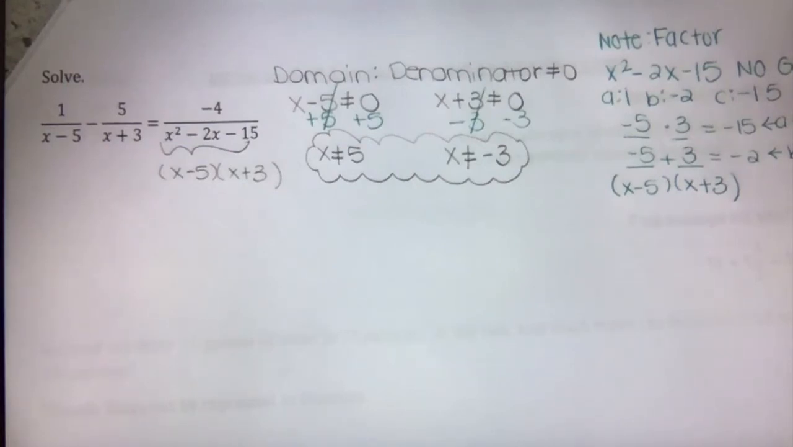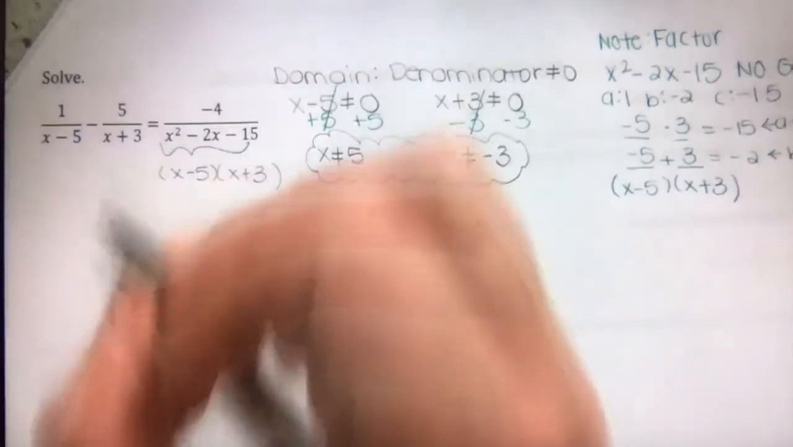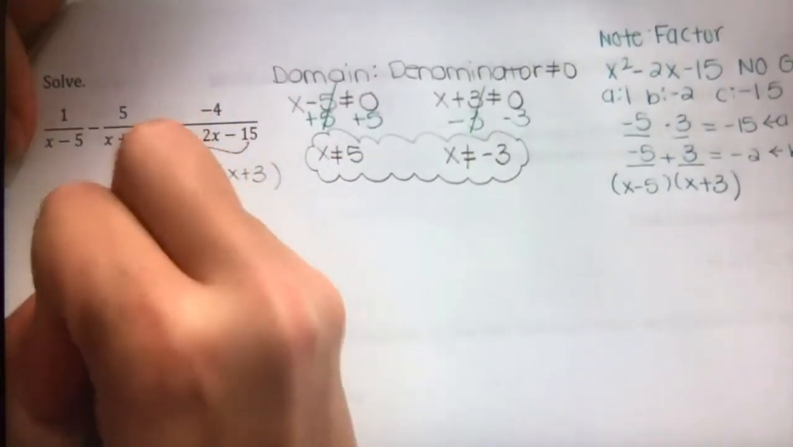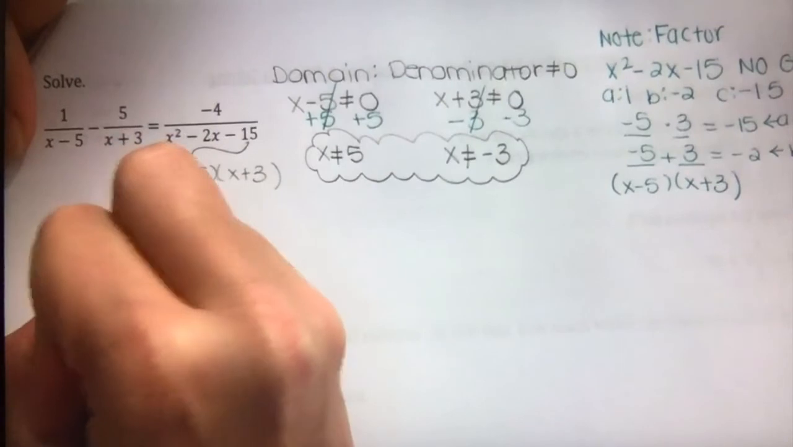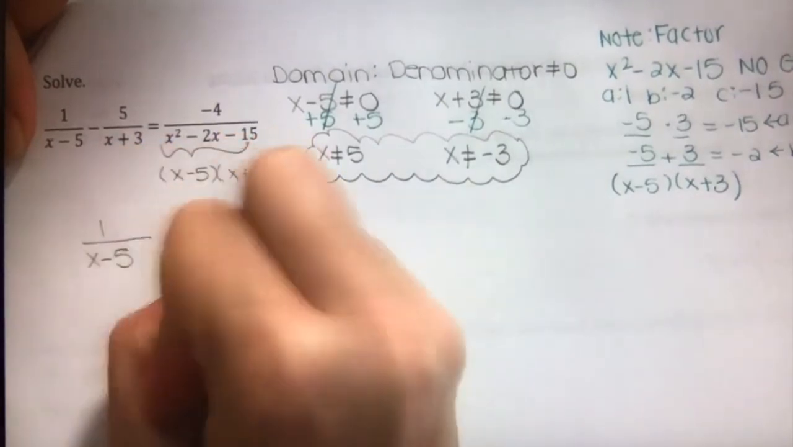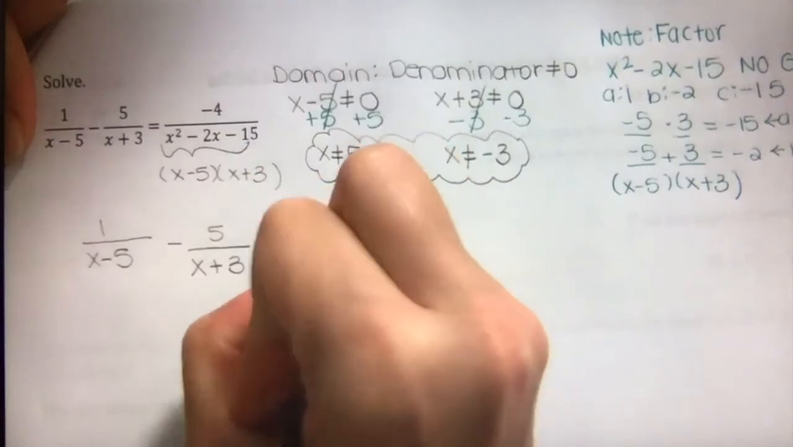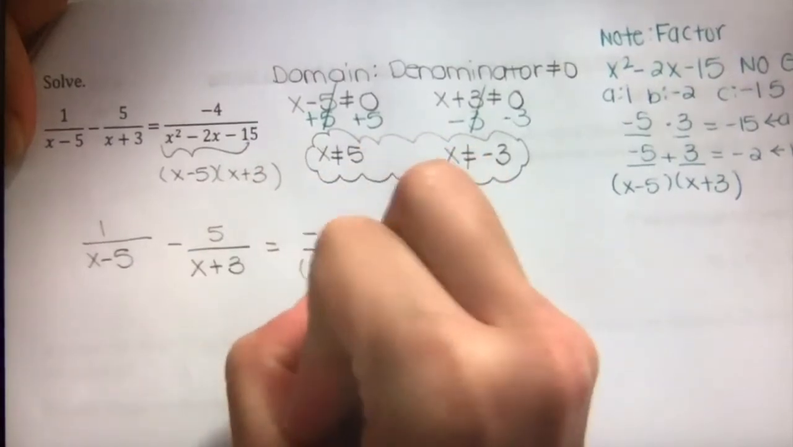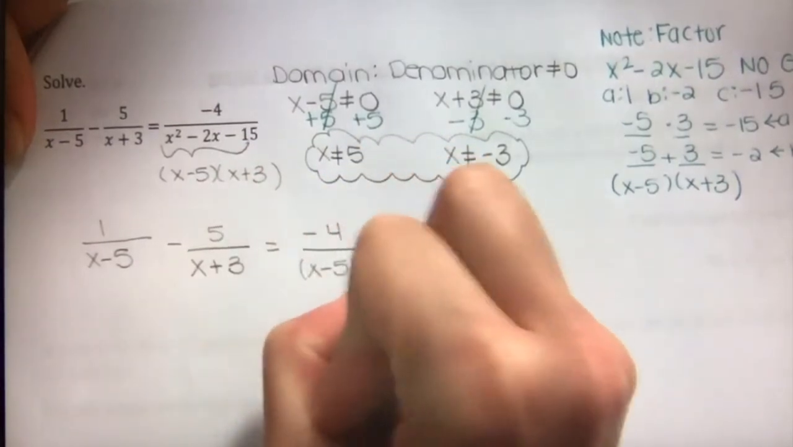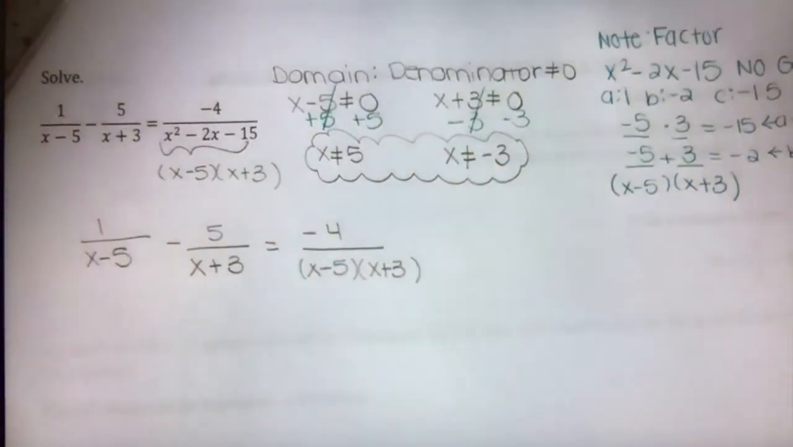So now let's actually try to solve this thing. I want to rewrite it so that way it looks a little better. 1 over x minus 5 minus 5 over x plus 3 equals negative 4 over our factored form of x minus 5 times x plus 3. We need to get rid of the fractions. Fractions mean divide, so in order to get rid of them, we're going to do the opposite. We are going to multiply by our LCD.